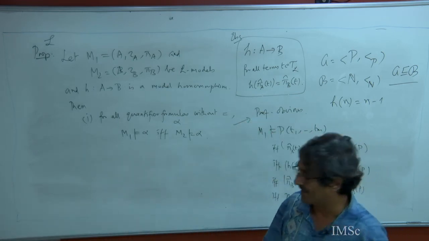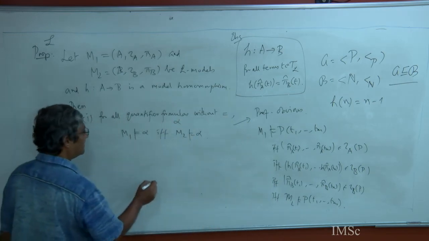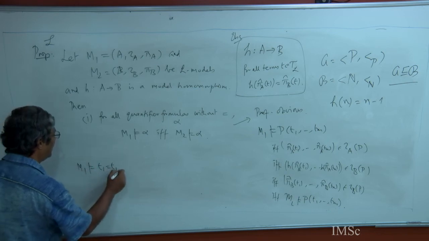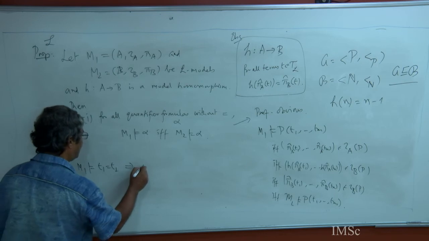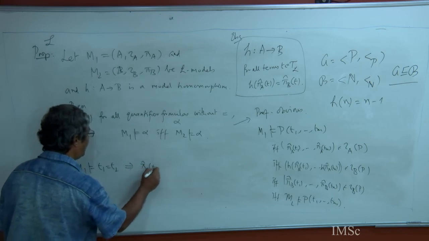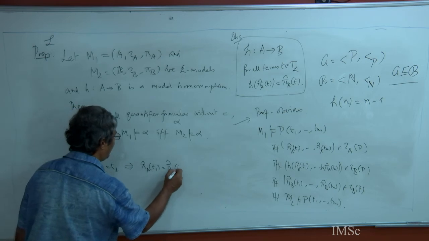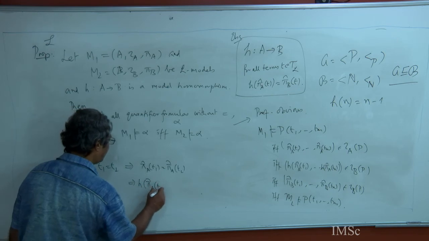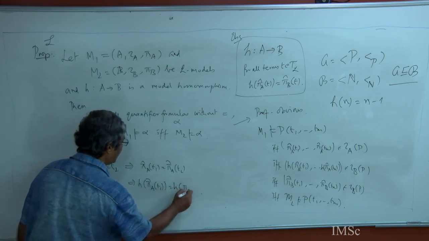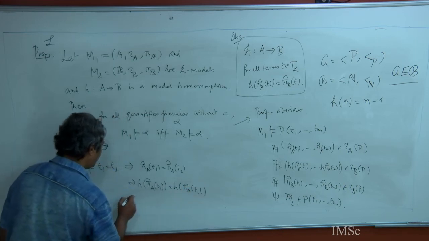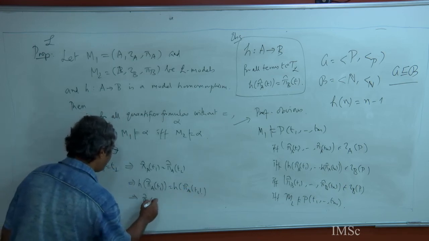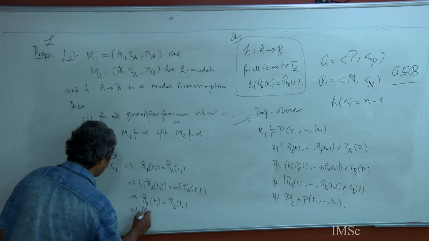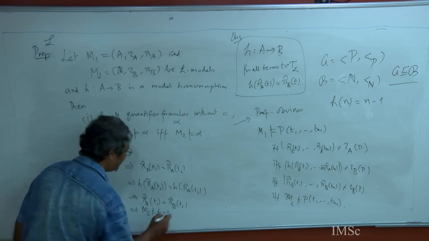What about equality? Let's try equality. M1 satisfies T1 equals T2 implies pi A hat of T1 equals pi A hat of T2, which implies H of pi A hat of T1 equals H of pi A hat of T2, which implies pi B hat of T1 which implies M2 satisfies T1 equals T2. Very good.